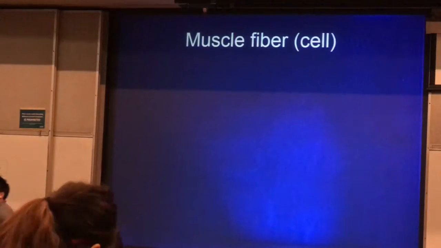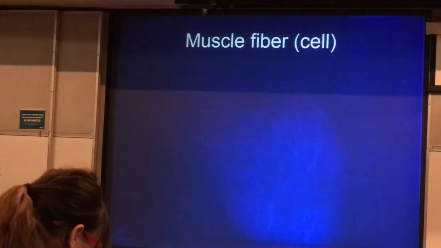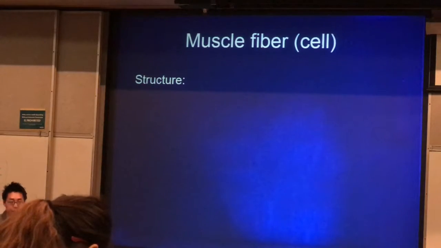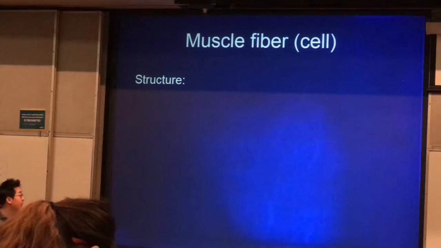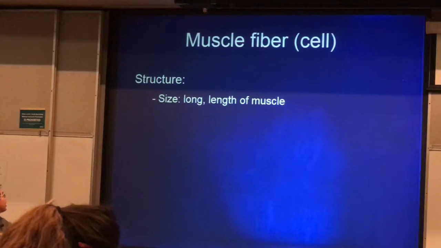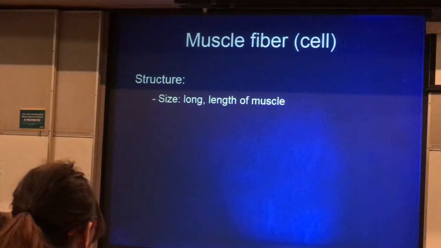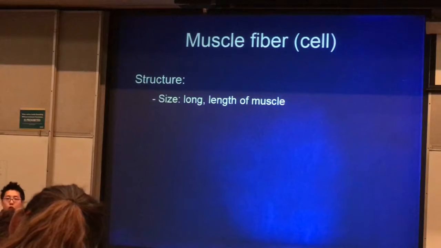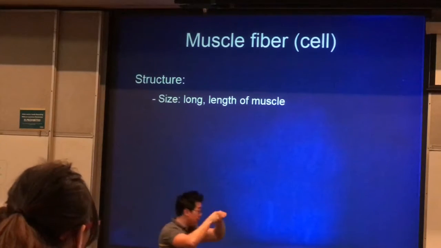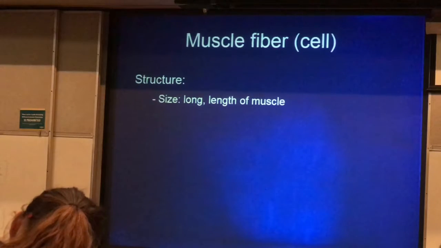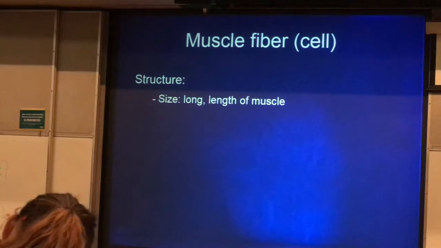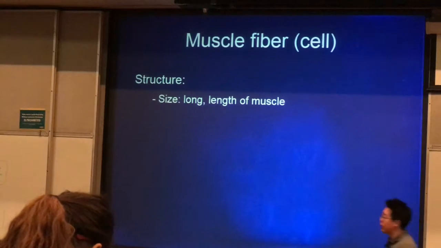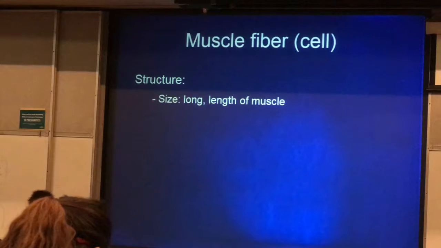So let's go ahead and talk about your muscle fiber. We're going to look at the muscle fiber itself and talk about some structures that you're going to see. The first thing is the size of your muscle fiber is ridiculously long. It's going to be the length of the muscle. So you've got this muscle cell that is macroscopically long. You can see and measure the length of these muscle fibers, right? They're very, very long cylinders. That's the first thing. It's generally going to run the length of the muscle.